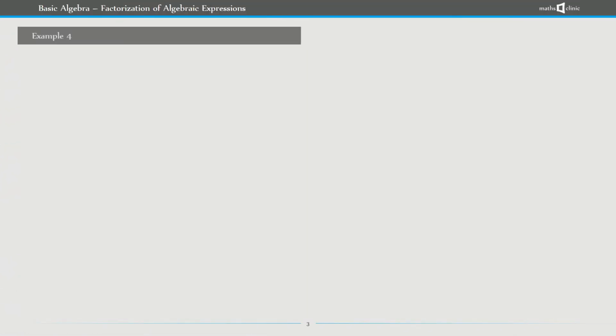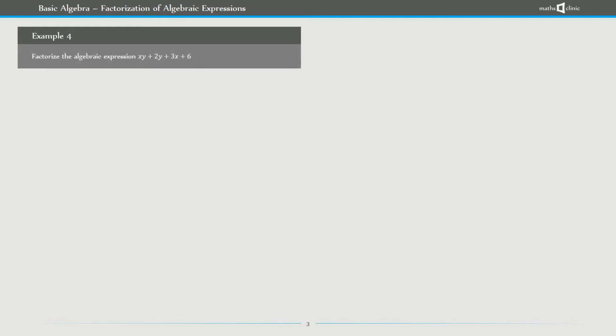So example 4. And example 4, it's getting more interesting. Now example 4 says factorize the algebraic expression xy plus 2y plus 3x plus 6. Okay, so this is a straight expression. But then there's something about this expression. We can't just go ahead and find the common factor because there really isn't a common factor. Okay, there's nothing common here. There's no factor that would divide all of them.